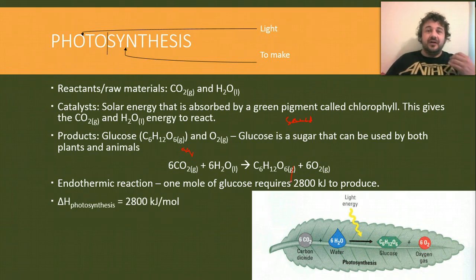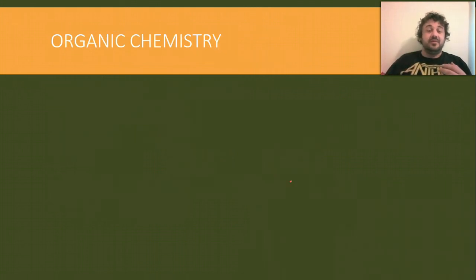Alright, so the enthalpy for photosynthesis in that case, because it's endothermic, which means our enthalpy is positive, is 2800 kilojoules per mole. Alright, so organic chemistry, what is it?